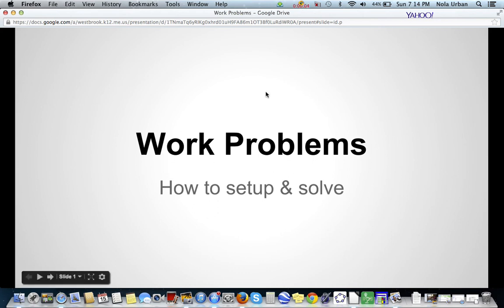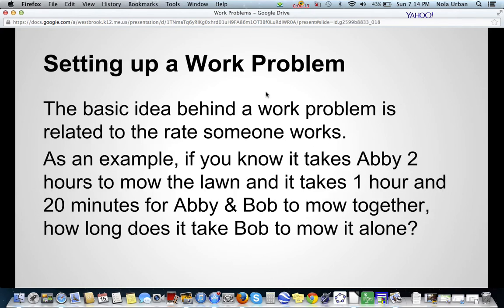Welcome to work problems, how to set them up and solve them. Work problems are very specific word problems that have to do with people completing a job. For instance, the basic idea behind a work problem is related to the rate someone works.